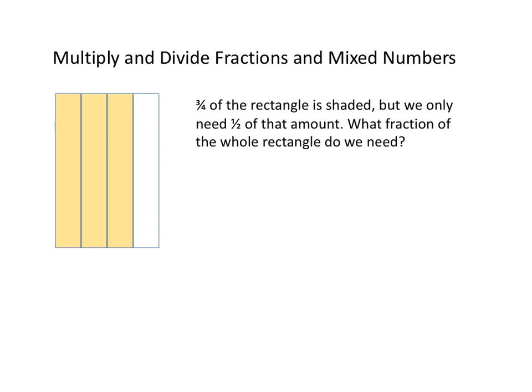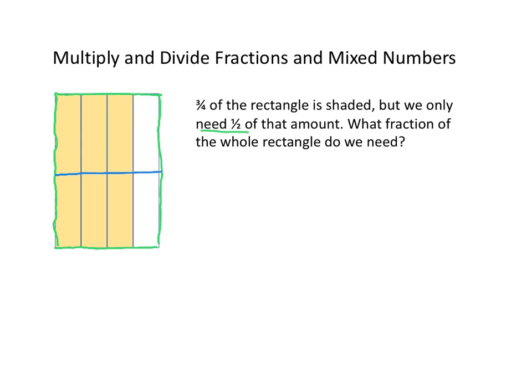So here we have a shaded part of a rectangle. If you look at this whole thing as one big rectangle, we divided that big rectangle into 4 parts, and we shaded 3/4 of it. But let's say that we only need 1/2 of that amount. Then what fraction of the whole rectangle is that? Well, we could just take this whole thing and divide it into 2 parts, right? And cut it in half.